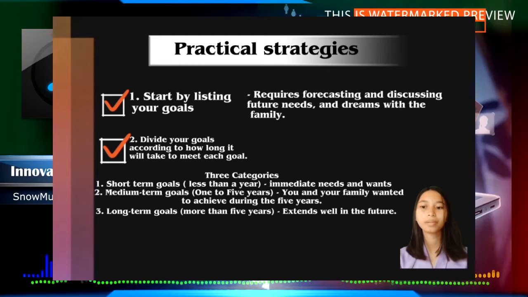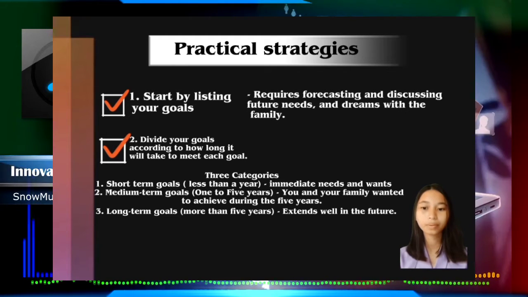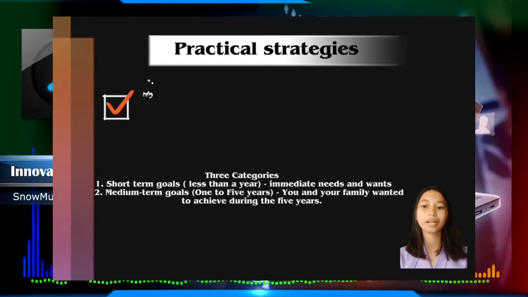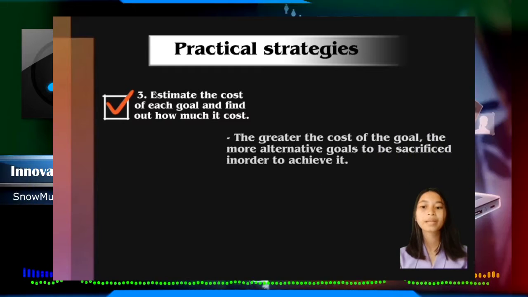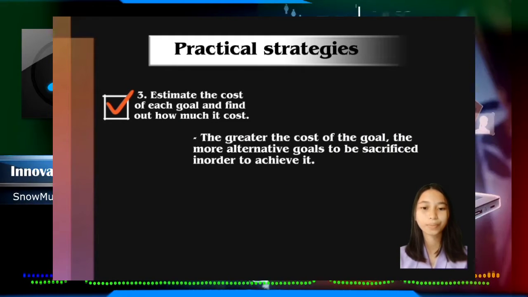The medium-term goals are things that you and your family want to achieve during the next 5 years. And the long-term goals extend well into the future, such as planning for retirement. Third is estimate the cost of each goal and find out how much it costs.